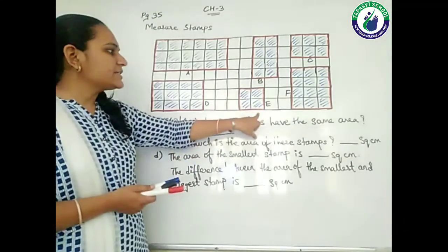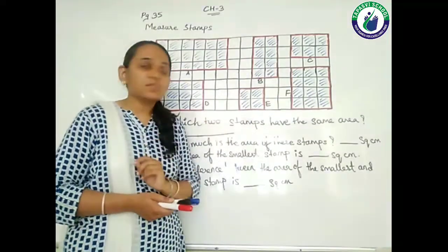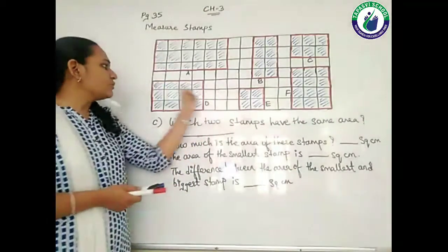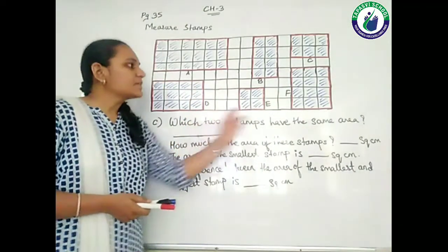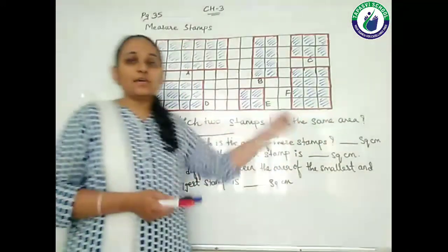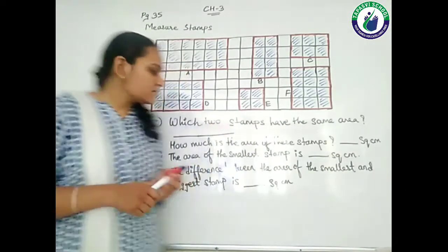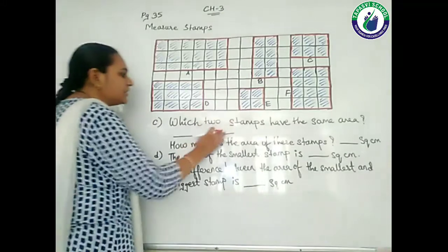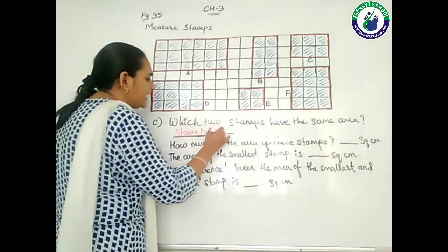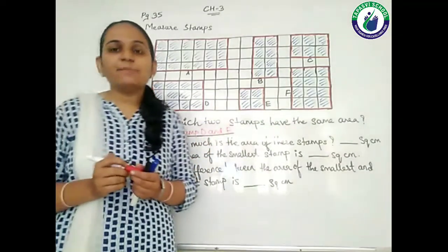So see, E is having 4 square centimeter area, C is having 6 square centimeter area, B is having 8 square centimeter area. D, so 4 by 3, so it is 12. Similarly here 3 into 4, 12. So D and F are the only stamps which have the same area. So here I am writing the answer: stamp D and F are the only stamps which have the same area.